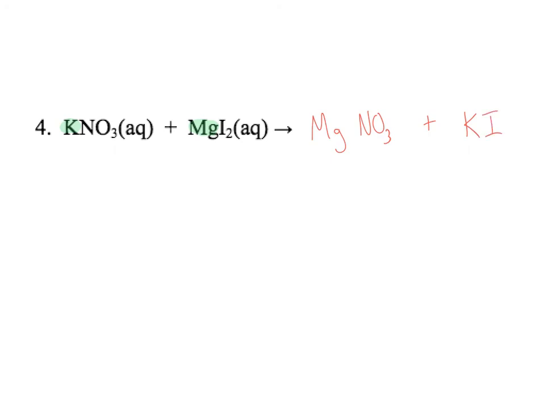Now notice I did not copy this 2, okay, but I did copy this 3. This is because NO3 is a polyatomic ion. The only time we copy the numbers is when it's with a polyatomic ion.